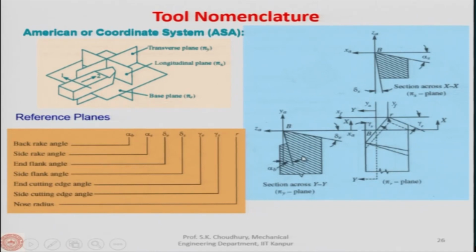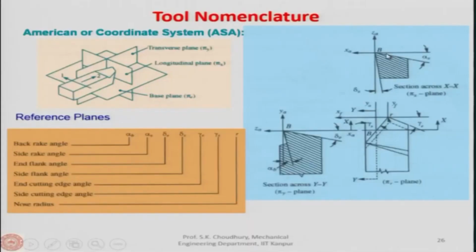So, in here the angles are given as the back rake, this is one of the rake angles. Now, mind it, there will be two rake angles, because there are two inclinations along the rake face, all right. One is along which the tool moves and the chip flows, and another is the inclination where the resistance to the flow of the chip will be minimum, or the rake angle is more. So, therefore, there is more than one rake angle.